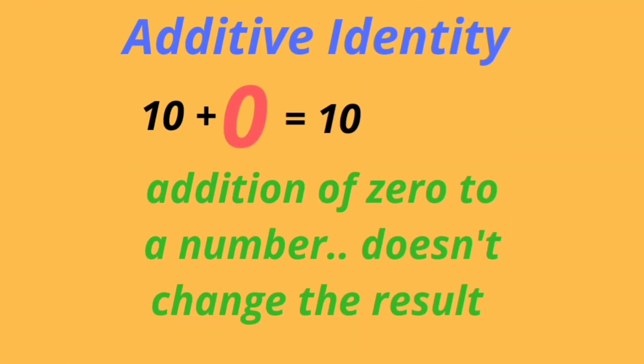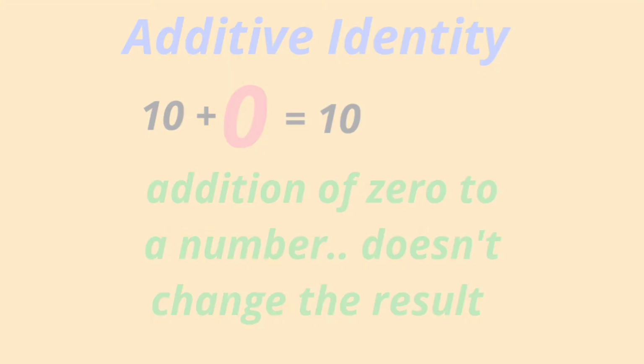Role of 0 in rational numbers. When the number 0 is added to any rational number, the rational number remains same. Example, look here, 1 plus 0 is equal to 1 and 0 plus 1 is equal to 1. Minus 2 plus 0 is equal to minus 2 and 0 plus minus 2 is equal to minus 2. So adding 0 doesn't change the answer. Thus, 0 is additive identity.